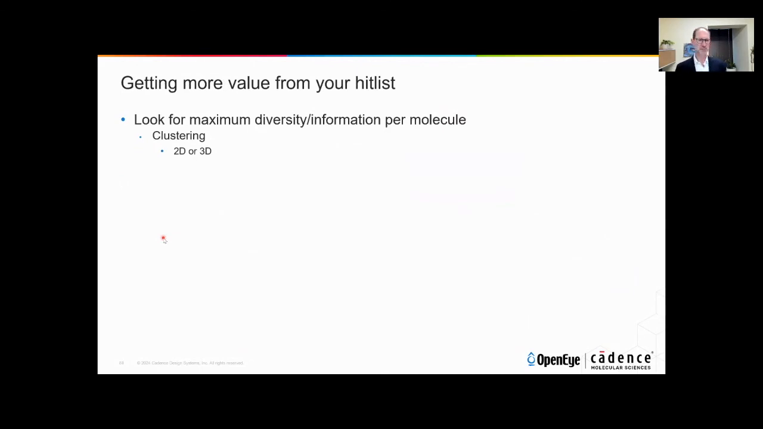So several things I'd suggest you think about when you've got your hit list. The first is to look for maximum information per molecule. Try to find the structurally diverse molecules, and you can find them, again, by clustering, for example, structurally diverse at the 2D level or structurally diverse at 3D. So we can cluster using things like fingerprints. We can also cluster using similarity at the shape level.